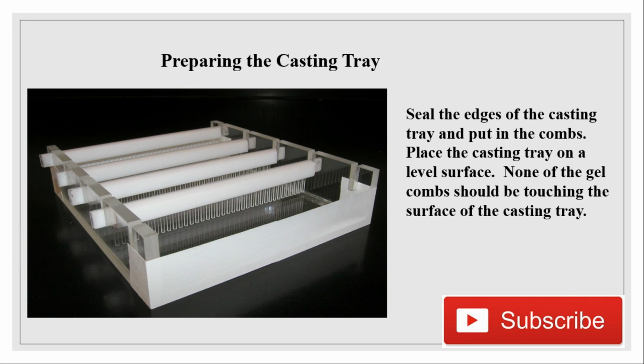While preparing the casting tray, seal the edges of the casting tray and put the comb inside. Place the casting tray on a level surface. None of the gel combs should be touching the surface of the casting tray. When you pour the gel inside the casting tray, be careful that each comb is dipped at a specific place, about 1 centimeter deep. When it is finished, it will give a position to upload the sample.